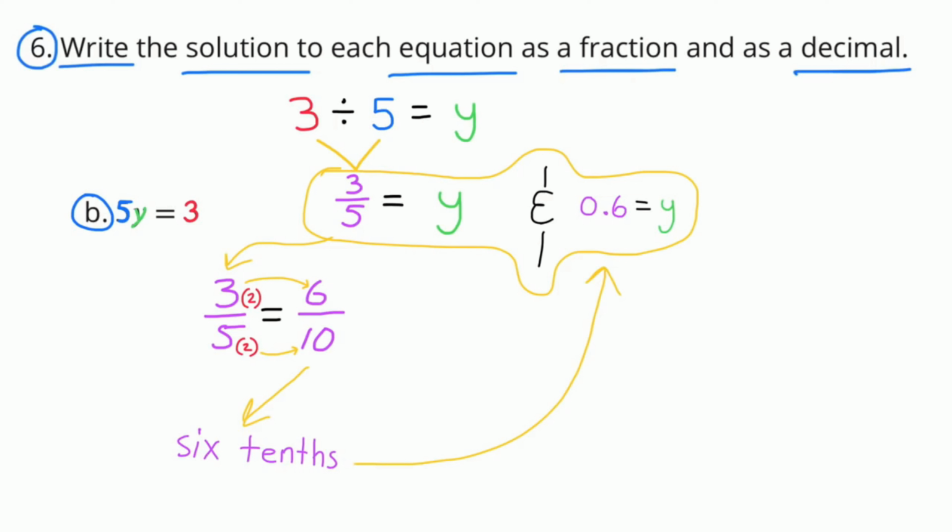B. 5y equals 3. That can be rewritten as 3 divided by 5 equals y. 3 divided by 5 can be rewritten as 3 over 5, or 3/5. So 3/5 equals y. 3/5 is the same as 6/10.